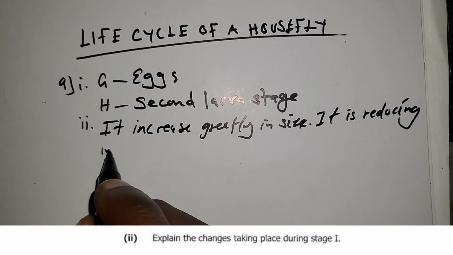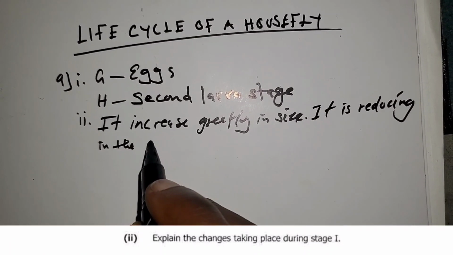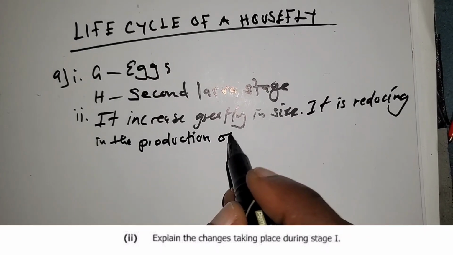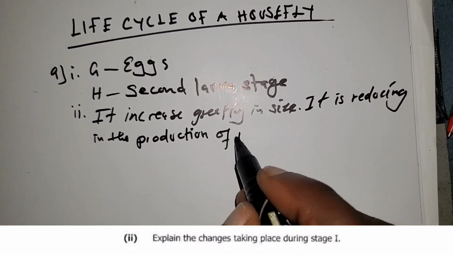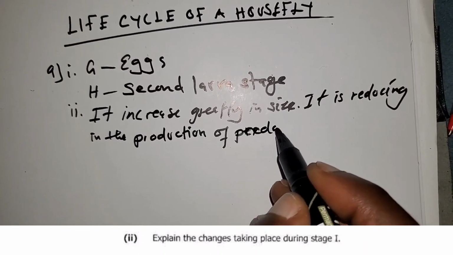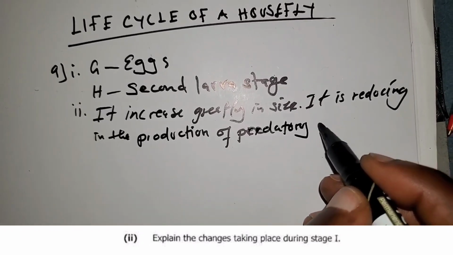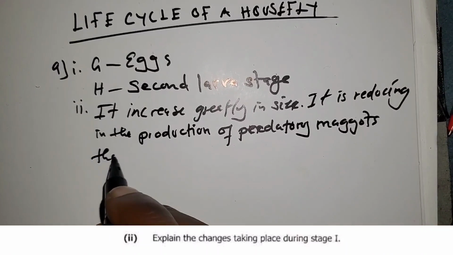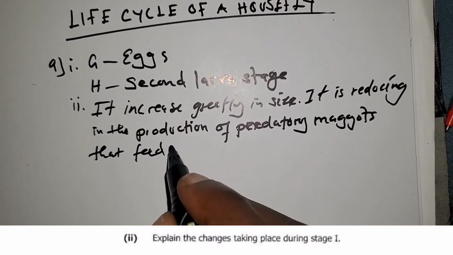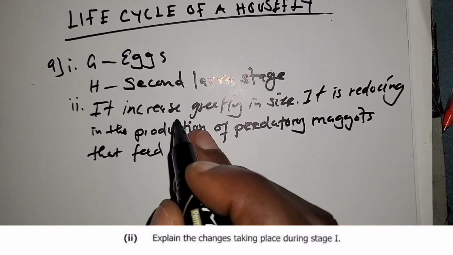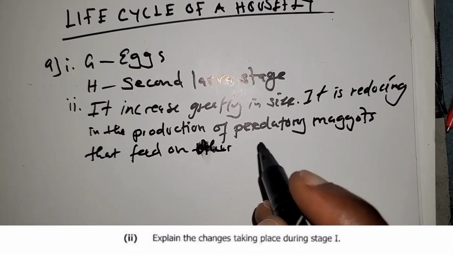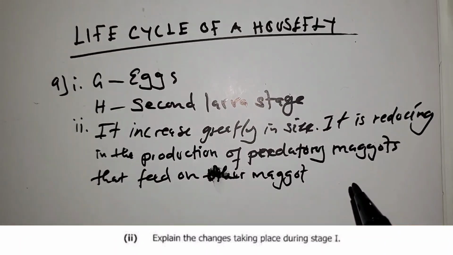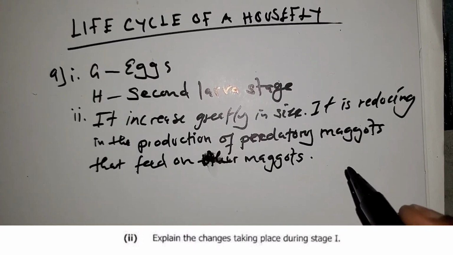It is reducing in the production of predatory maggots that feed on other maggots. All right.